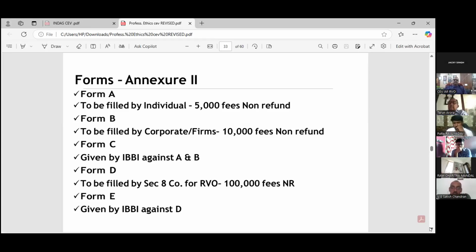And if you want to practice as a corporate or firm, then in that case you have to pay a fee of rupees 10,000. That is also non-refundable. And Form C is given by IBBI against Forms A and B. Suppose someone has filled Form A or Form B, then IBBI will reply by Form C. And Form D is to be filled by a Section 8 company for RVO, with a fee of 1 lakh rupees, and Form E is given by IBBI against Form D.